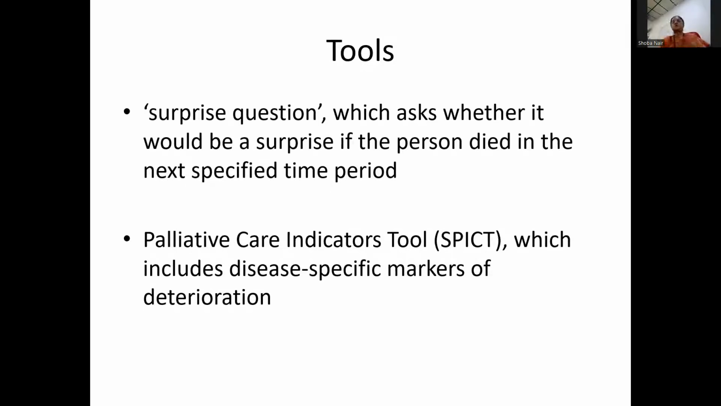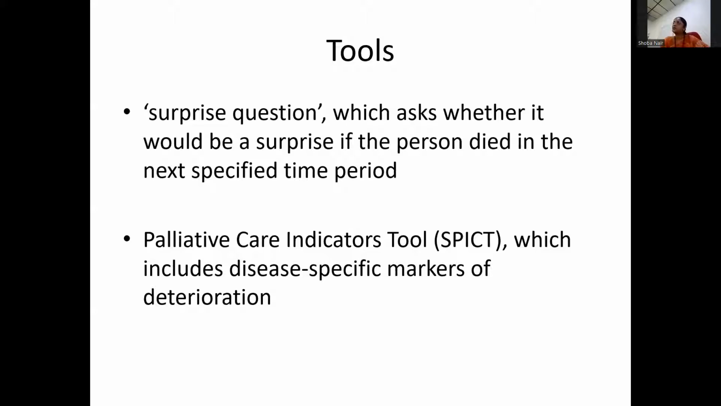So what are the tools which would indicate, okay, it's time for referral to palliative care? As we all know, in cancer patients, the surprise question works in non-cancer patients as well. So what does it do? It asks whether it would be a surprise if the person died in the next specified time period. Now, what people say regarding this tool, the surprise question: will you be surprised if the patient is going to die in the next 1 year? That's what this tool says.